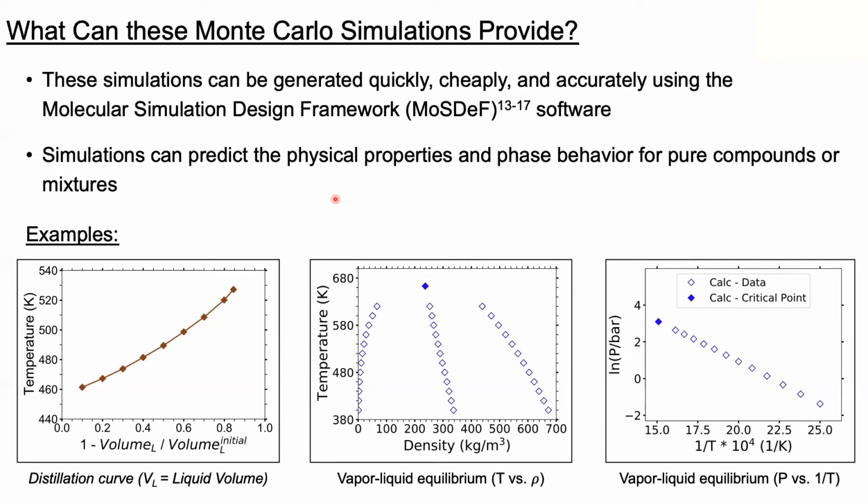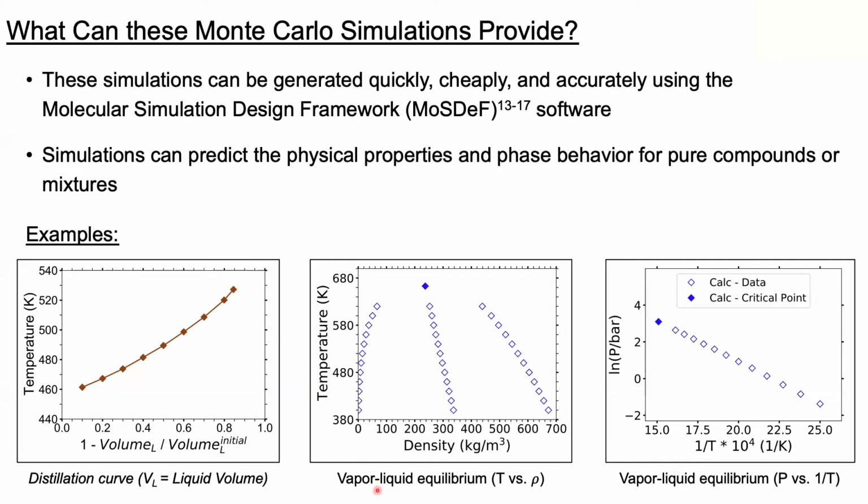And so why is this important? Because these simulations can predict the physical properties and phase behavior of pure components and mixtures. Right here, we look at some examples of what we can do. In some of our past work, we showed that we can predict distillation curves of different fluids. Basically, this is a loss of liquid volume, and the temperature here is basically the boiling point. So at this loss of volume, what is the boiling point of that fluid? It goes from 0 to 1, with 1 meaning there's no liquid left.